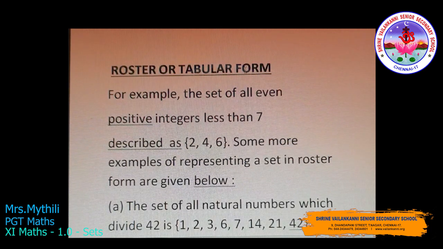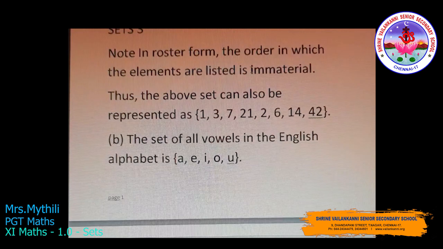The set of all natural numbers which divide 42 is, writing these elements in braces, and the elements are separated by commas: 1, 2, 3, 6, 7, 14, 21, 42. In roster form, the order in which the elements are listed is immaterial. The above set can also be represented as 1, 3, 7, 21, 2, 6, 14, 42. It's not necessary to arrange them in order.